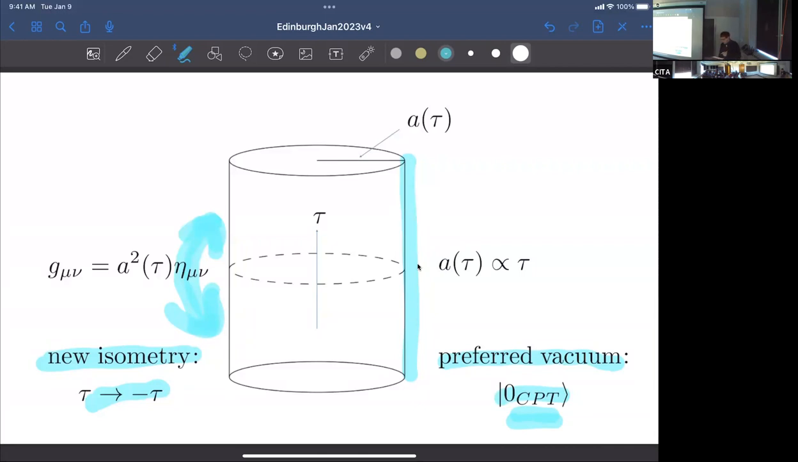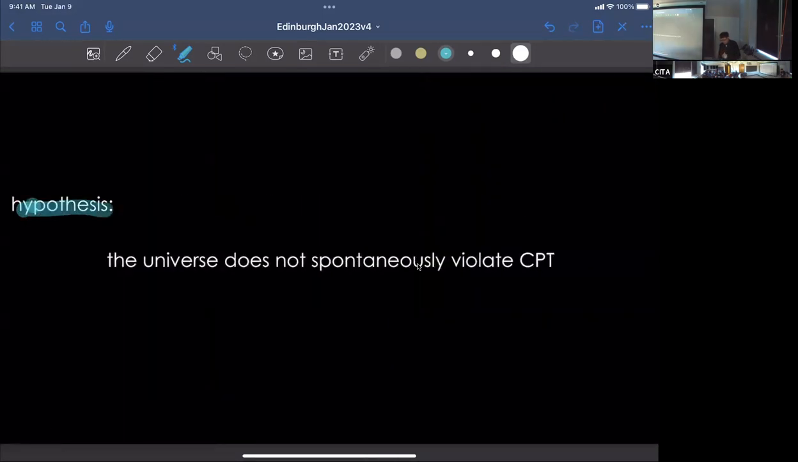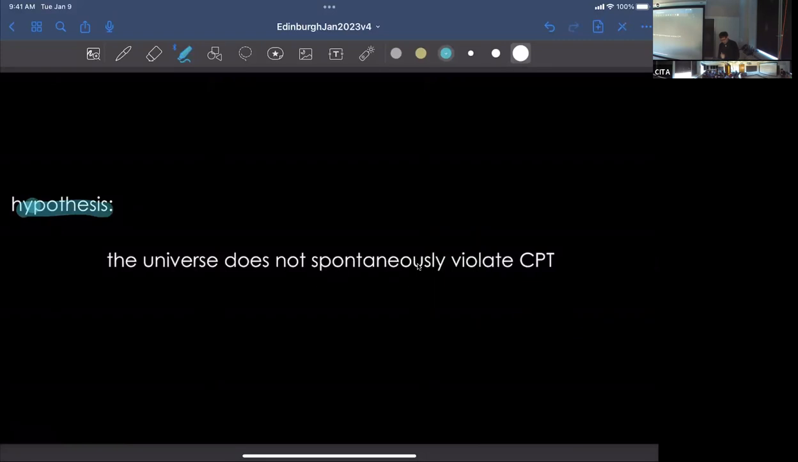You do those three operations together, that's a symmetry of any local Lorentz invariant quantum field theory, including the standard model. But normally it looks like the symmetry is broken spontaneously by the actual state of our universe, which, if you just look at the top half of the cylinder, doesn't seem to have a time reversal symmetry. But the idea is that when you look at the full extended thing, maybe it does have the symmetry after all, maybe it's not broken. And so we want to consider this hypothesis, suggested by that analytic extension, that the universe does not spontaneously violate CPT, and see where that leads.